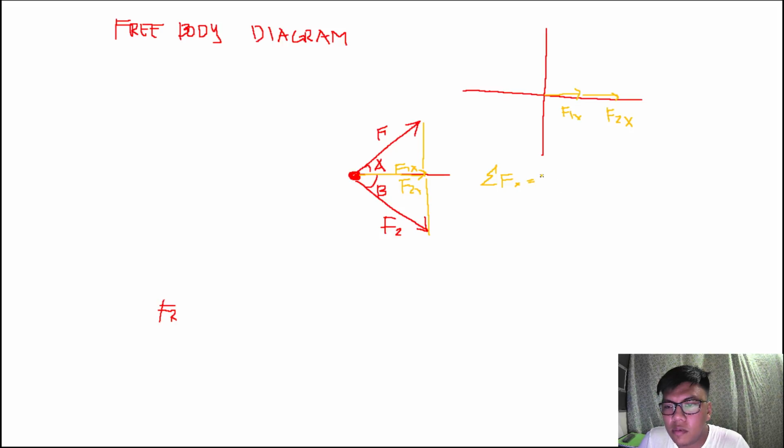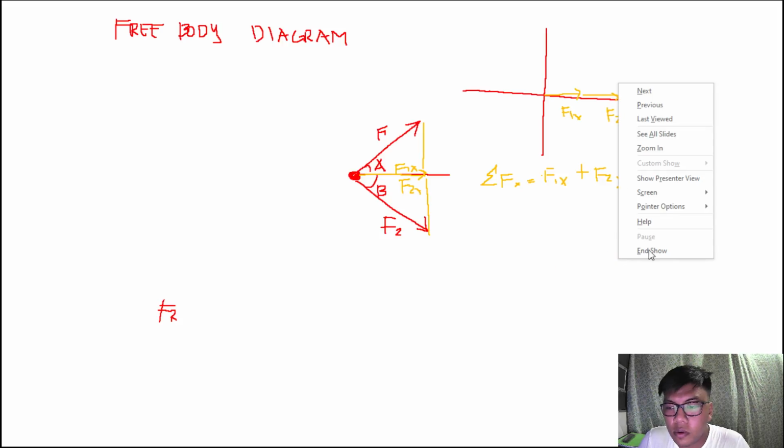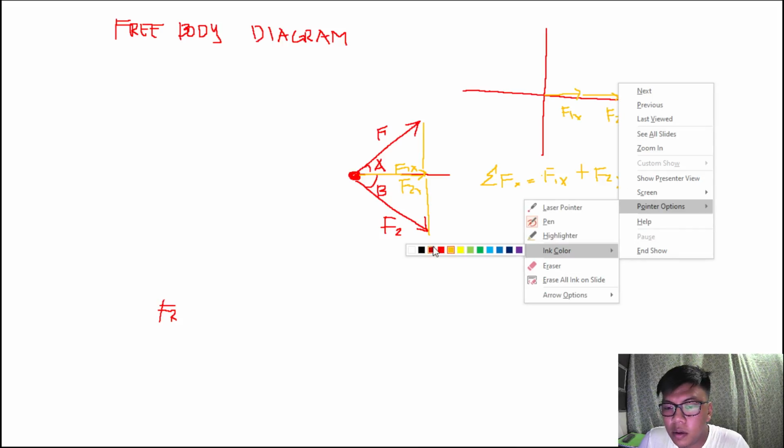Okay, so we have F1x. Pansinin na. So dito, hindi ka naka-equate sa 0 dahil meron kang resultant. Tignan natin kung kailan ka magkakaroon ng summation equal to 0, no? So, another free body diagram.